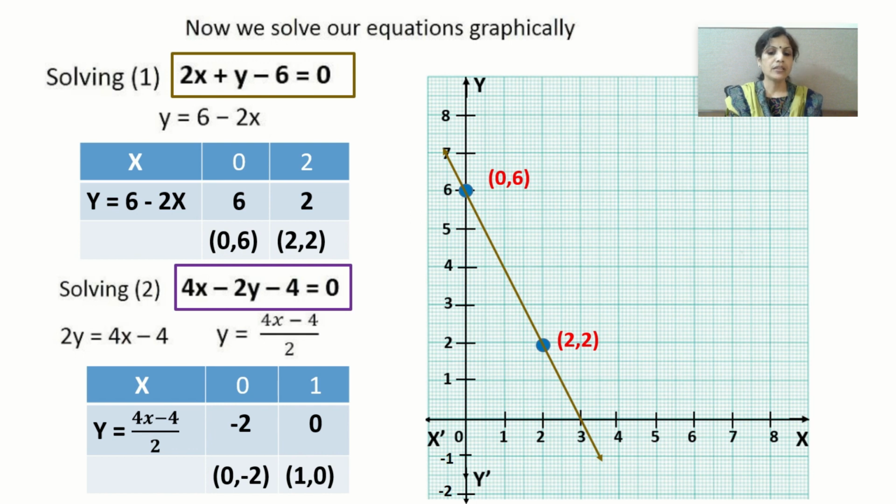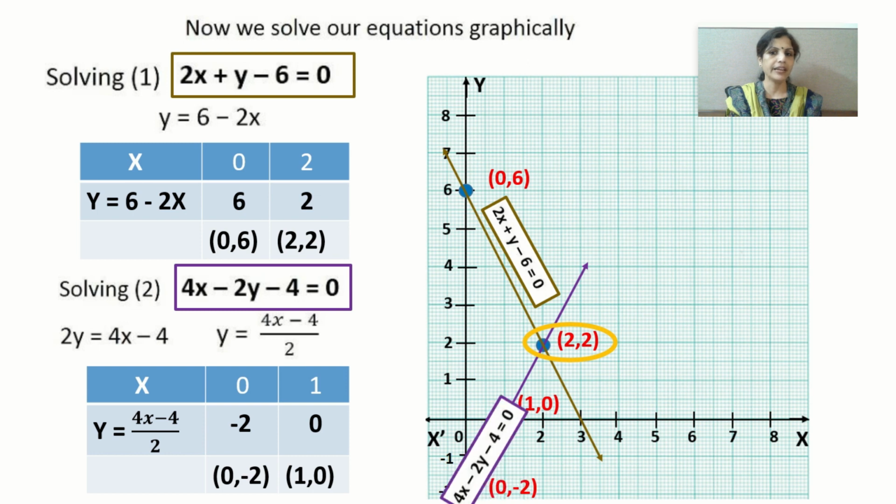Then we will plot the points (0, -2). So -2 will come below the origin, and the next point is (0, 1), and (0, 1) is here, and a line passing through that. Both the lines intersect each other at this particular point, and that point is (2, 2). So we can say that (2, 2) is the solution of the given equations. And as I said, do not forget to write the equation of the line.